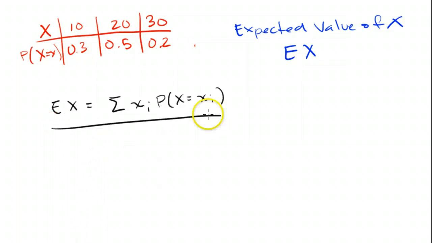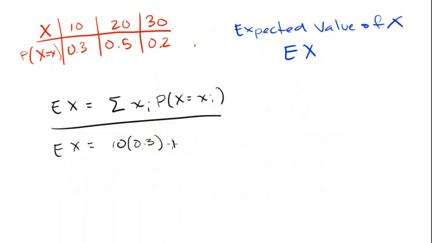So using this formula, we're going to find the expected value of x in our case. So the expected value of x is equal to the sum of a bunch of things. Let's go through them one by one. Let's start with the first term, which is 10, times its probability. So the probability that our random variable is that value 10. So that's 0.3.